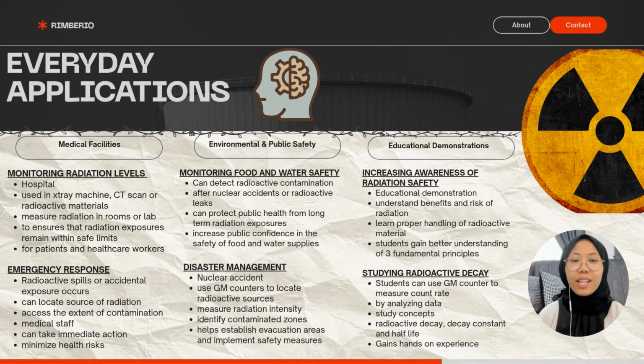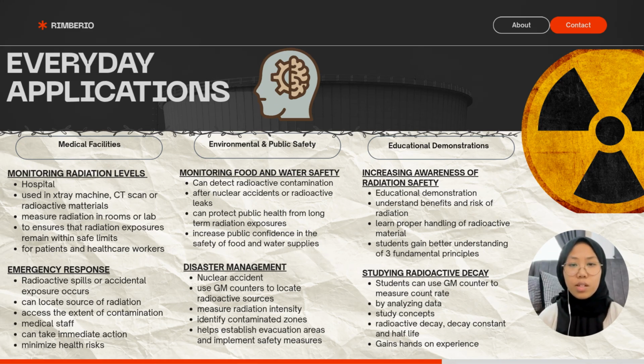This slide shows several everyday applications of the Geiger-Müller or GM counter. Firstly, in medical facilities, the GM counters are used to monitor radiation levels in hospitals. They help to measure radiation around the X-ray machines, CT scanners, and radioactive materials to ensure the exposure remains within safe limits for both patients and healthcare workers. They are also very useful during emergencies involving radioactive spills or accidental exposure, allowing the medical staff to quickly identify the source of radiation and assess contamination levels.